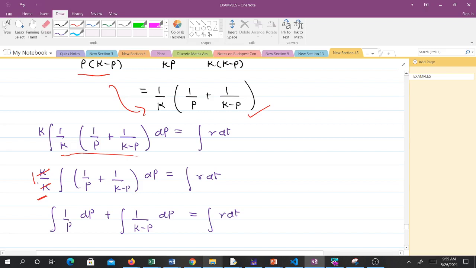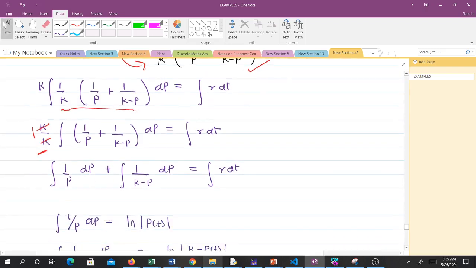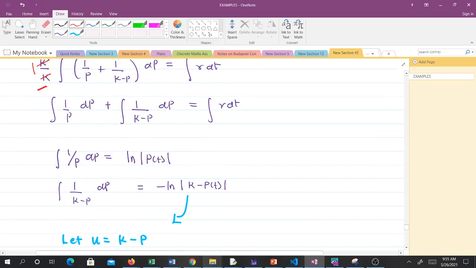So that means since the integral is also a linear operator, we can expand. So we'll have integral 1 over p dp plus integral 1 over k minus p dp, which will be equal to integral r dt. Okay, so when we integrate 1 over p dp, we are going to get ln p(t). And when we integrate 1 over k minus p dp, we get minus ln (k minus p(t)). And this is how we got it.